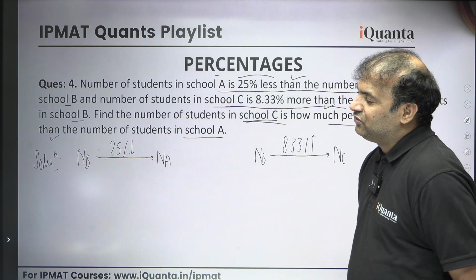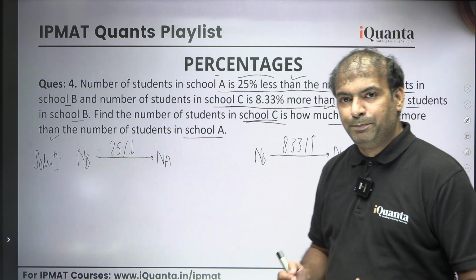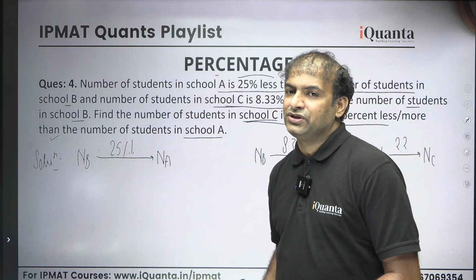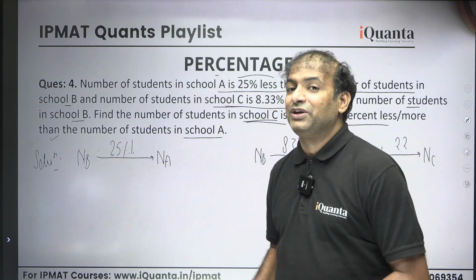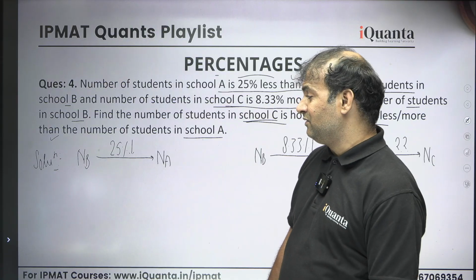So that's the main thing, right, guys? School B students will be taken as a bridge to solve this question, right? Because it is given in both, it is a common number, so it should be used to find a relation between A and C. All right, how can we do that?